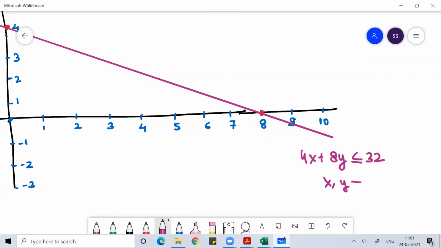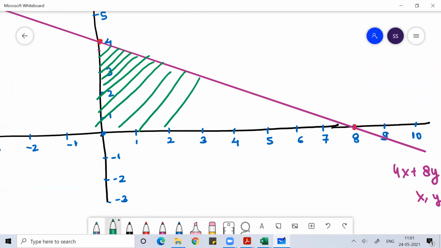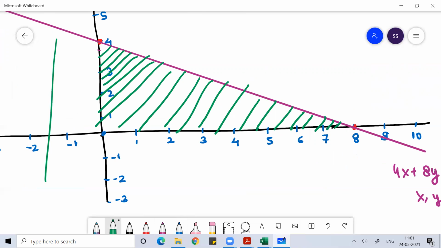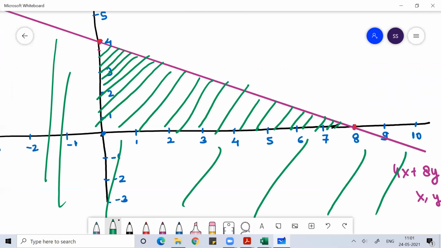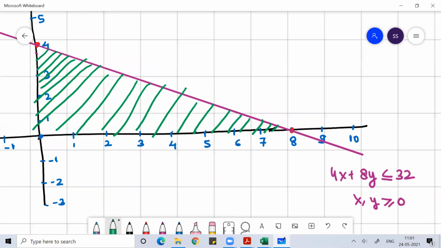Next, you know that x and y you're considering should be equal to 0 or greater than 0. So that means it is talking about what area, guys? It is talking about this area. Can you understand this? X and Y should be greater than or equal to 0, so they cannot be here. Why can X and Y not be here? Because they should be greater than or equal to 0. So they cannot be here. Okay, so you need to understand.